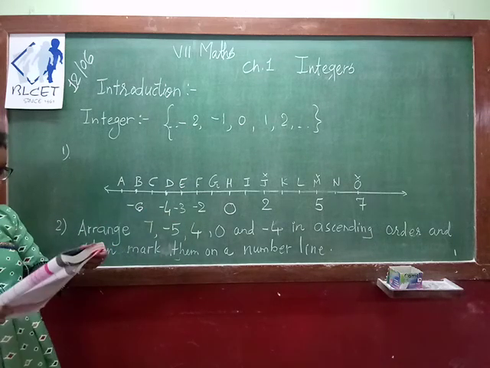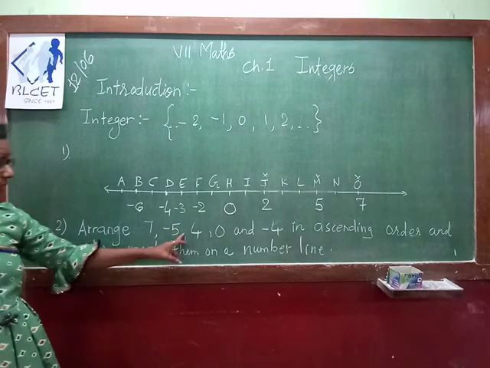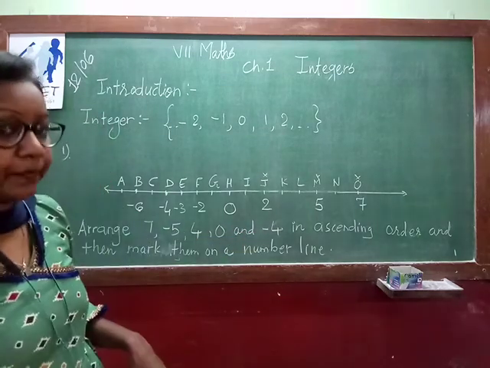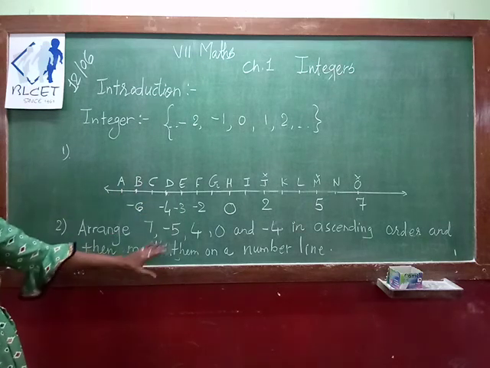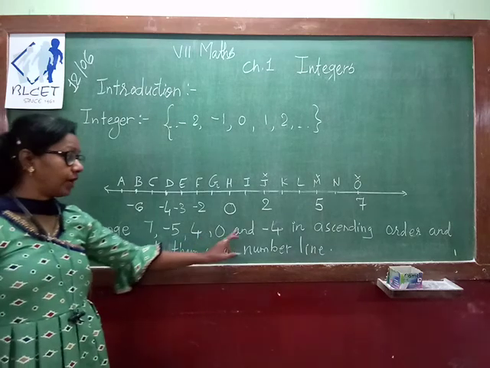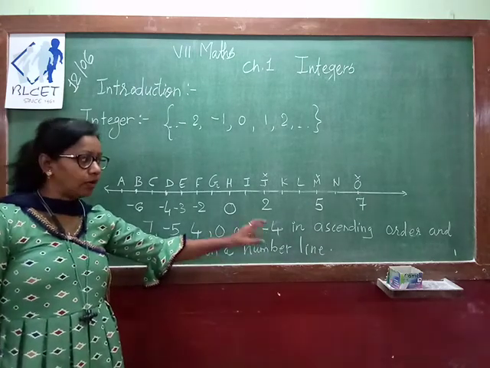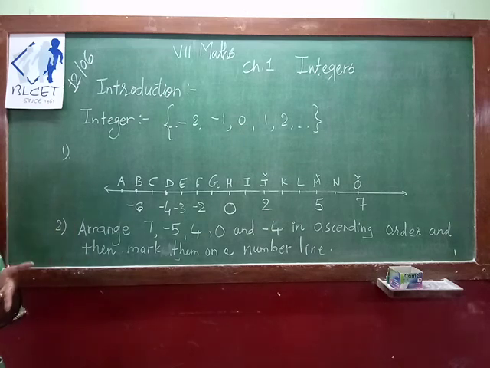Okay. Second question. Arrange 7, minus 5, 4, 0 and minus 4 in ascending order. So without taking the help of a number line, first we have to arrange them. Ascending means you have to arrange them in increasing order. So first of all we have to write the smallest number.